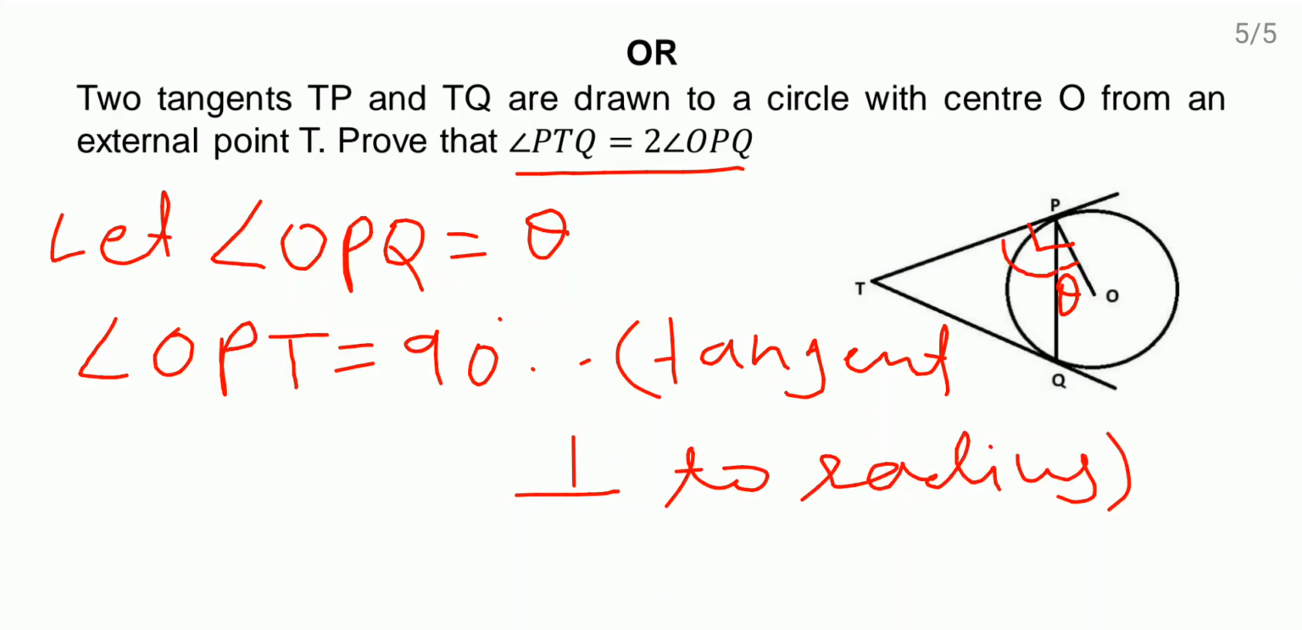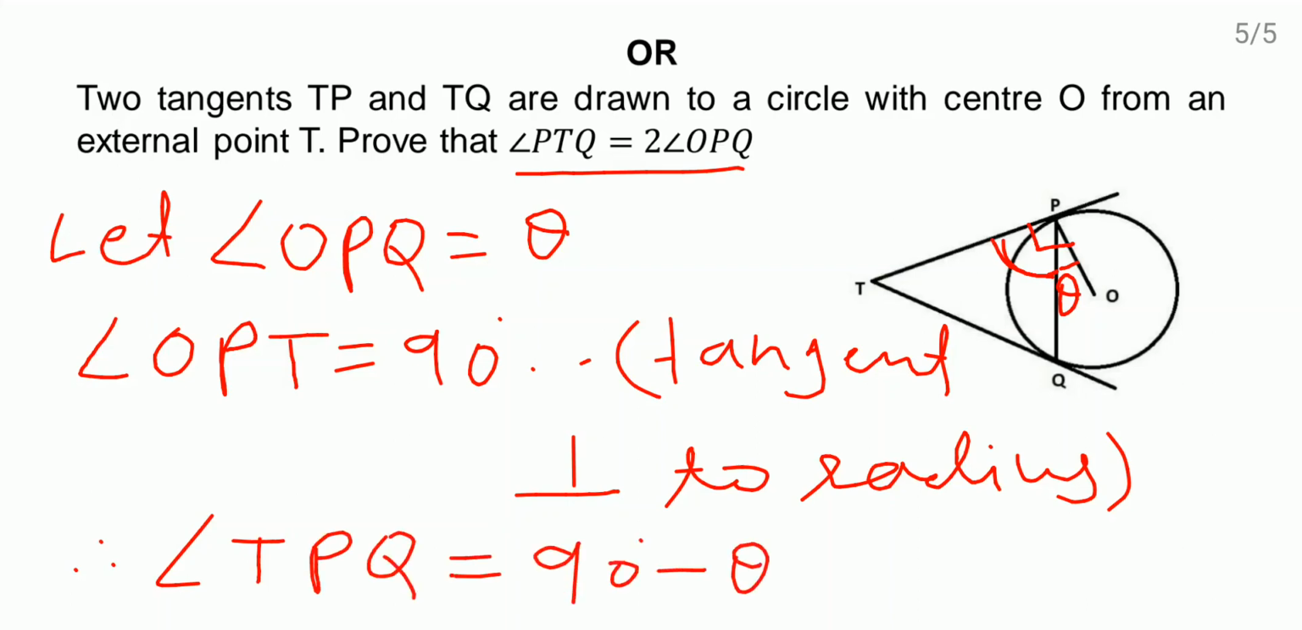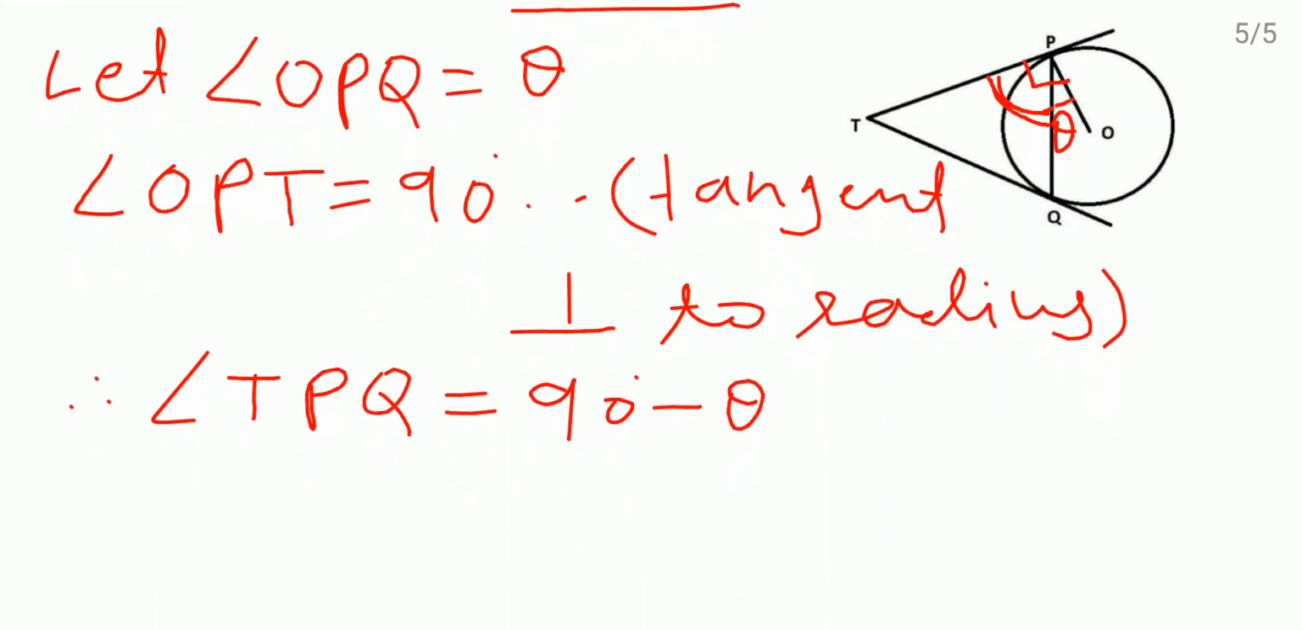Now if I want to find out this angle, TPQ, look at this angle here. So here, therefore, angle TPQ is equal to 90 degrees minus theta. Correct? Because this TPO is 90 and this OPQ is theta. So if I want to find out this angle, definitely I'll do the subtraction. Now, these are the tangents drawn from exterior point, TP is equal to TQ. So what is the reason here? They are equal tangents drawn from exterior point.